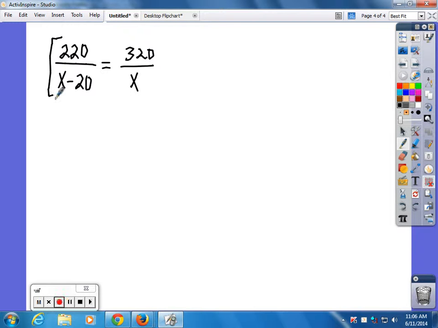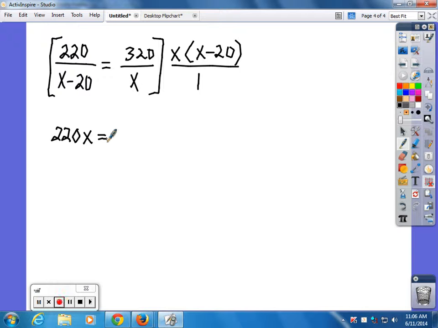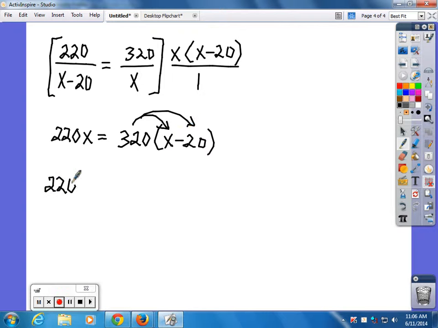Multiply both sides by x times x minus 20 over 1. And that will give you, the x minus 20's cancel and give you 220x is equal to 320 times what? x minus 20. And then distribute the 320. And that'll give you 220x is equal to 320x minus... somebody give me that number. Let's see, 320 times 20 would be 3,200, 3,200, 6,400.